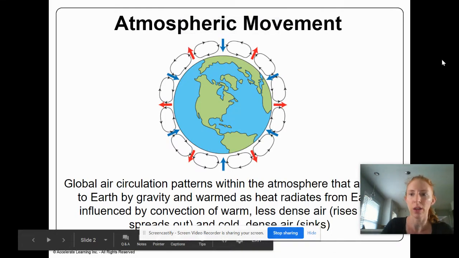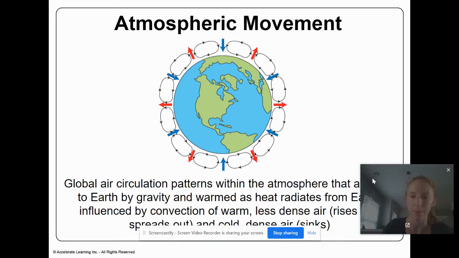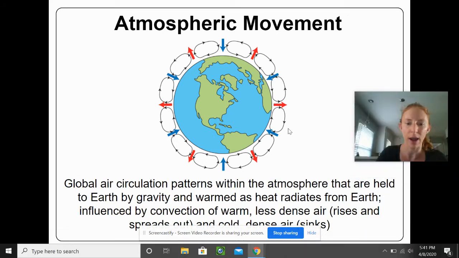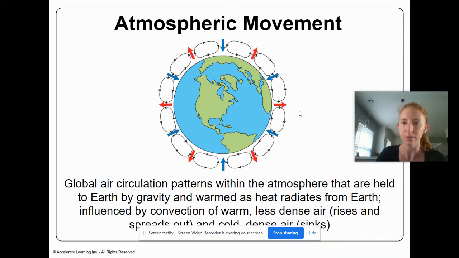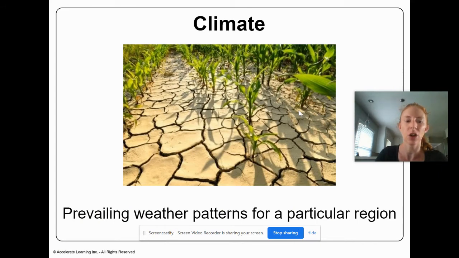We're going to start with one of the words called atmospheric movement. Global air circulation patterns within the atmosphere that are held to Earth by gravity and warmed as heat radiates from the Earth, influenced by the convection of warm, less dense air. It rises and spreads out, and the cold, dense air sinks. Climate is prevailing weather patterns for a particular region. So weather could be your day-to-day. It's raining, it's sunny, it's hot, it's cold. But a climate is a generalization of a region.